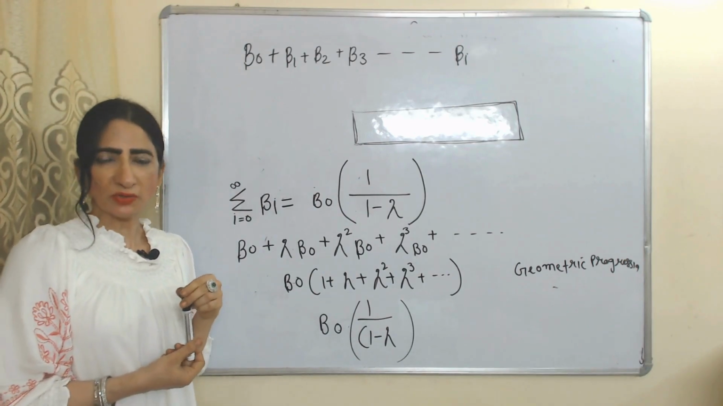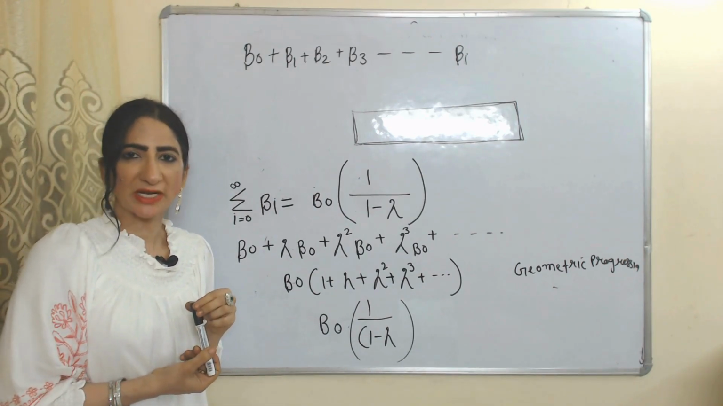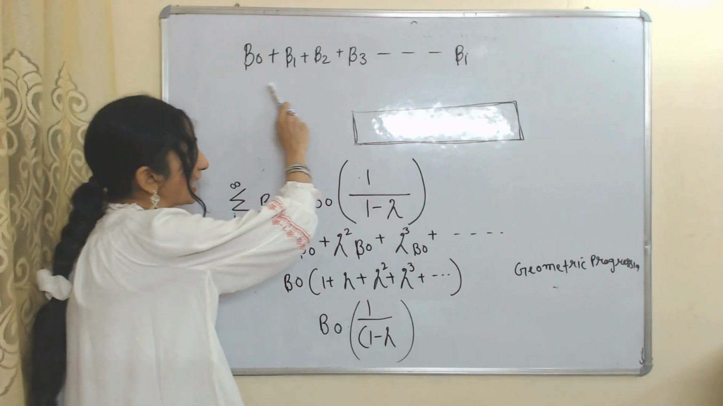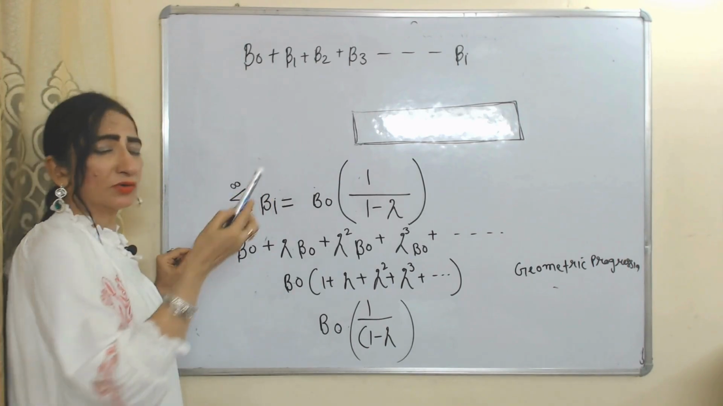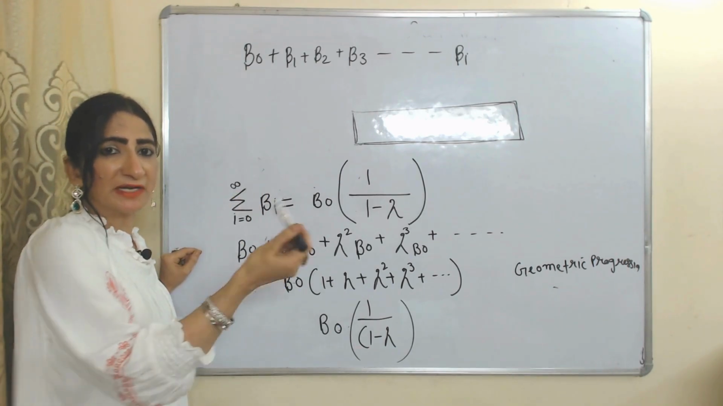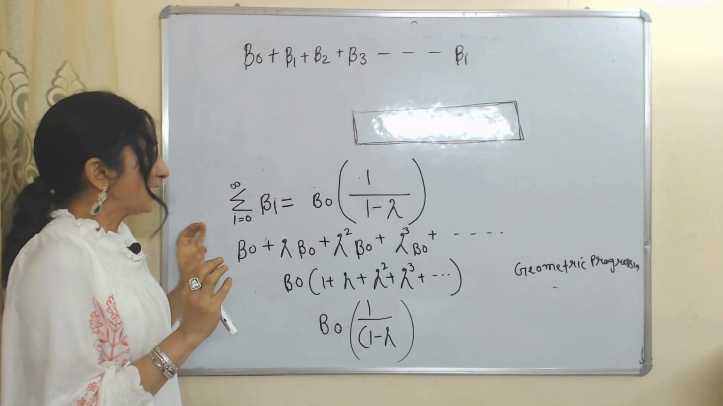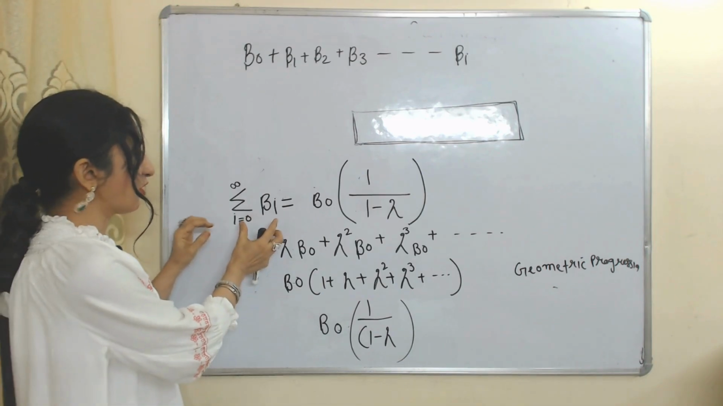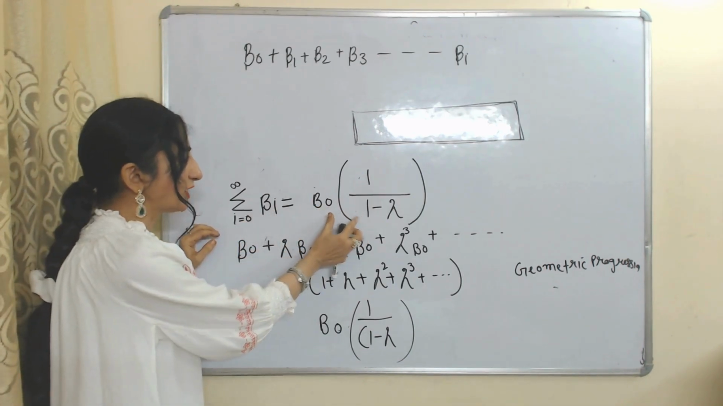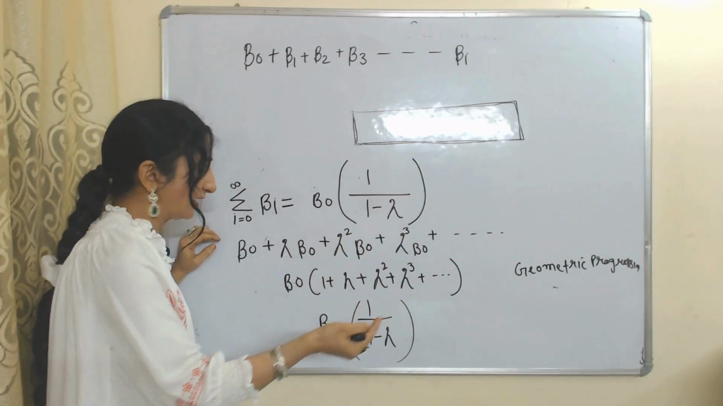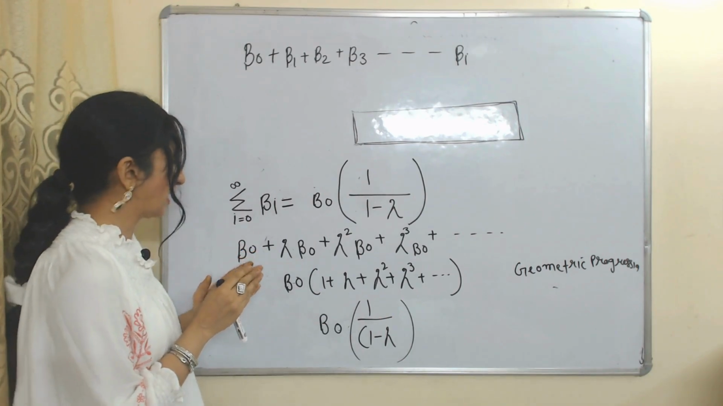In order to know the influence of past values of the independent variable on the dependent variable, we need to add all these values. That means in order to know the influence of the independent variable on the dependent variable, we need to sum all these values. And according to this model, the sum of all these values is equal to beta 0 times 1 over 1 minus lambda. But how do we derive this formula?